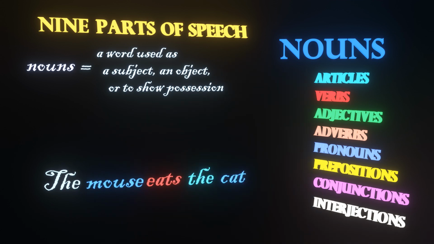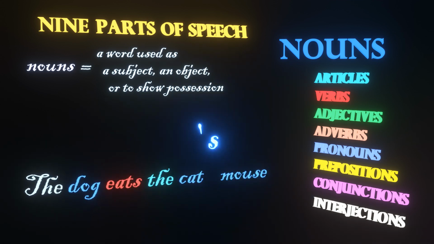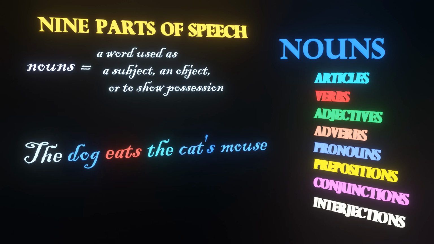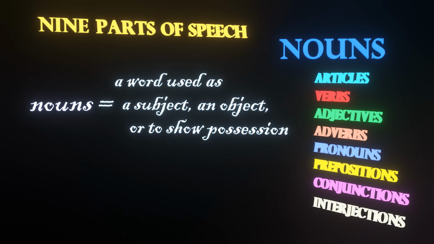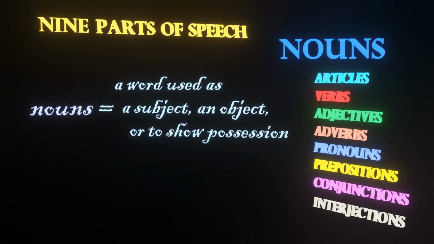Cat can also serve to show possession by adding an apostrophe s, in which case it shows whose mouse is getting eaten. These uses of the noun are what set it apart from all the other parts of speech, each of which has its own specific use in how we construct meaning with language.